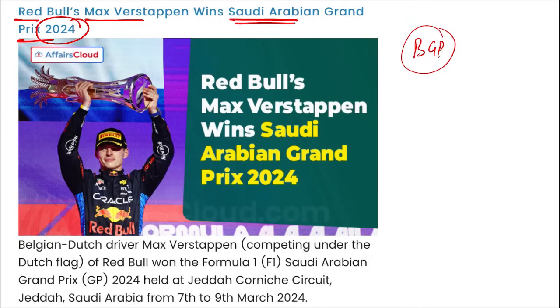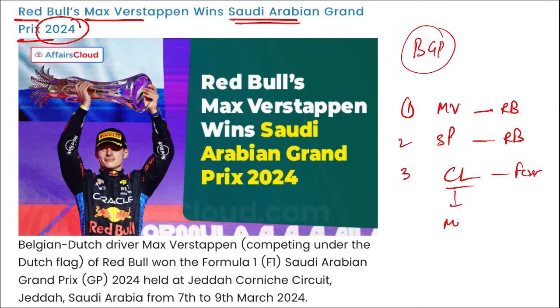So if we talk about Saudi Arabian Grand Prix, on first position Max Verstappen, Red Bull driver. Second position was Sergio Perez, Red Bull driver. On third position it was Charles Leclerc of Ferrari. Charles Leclerc is of Monaco. Sergio Perez is of Mexico. Right?